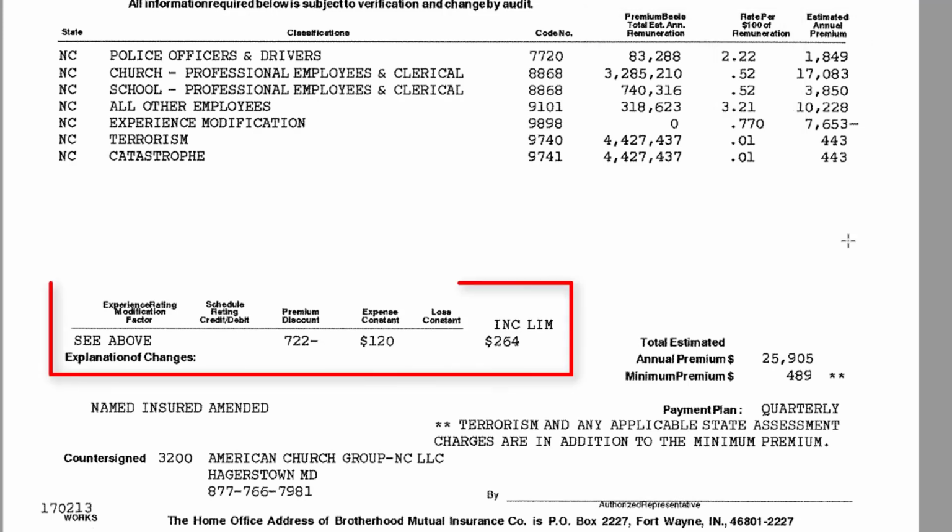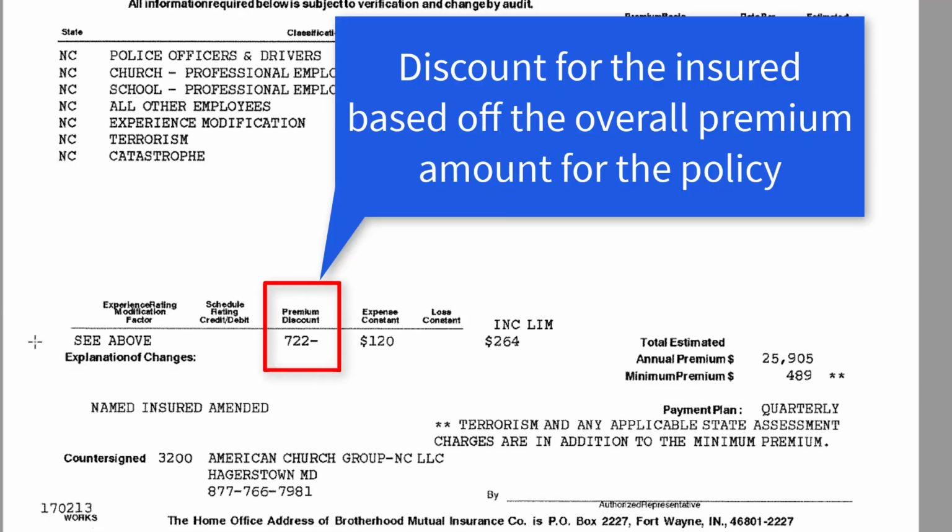If you go down to the next line, you'll see some additional numbers. One's called a premium discount. This says $722 credit. And when your premium for the overall policy, not for the whole account, but for the workers' comp policy, goes above a certain level, they get a percentage of a discount. And this one qualified for $722.